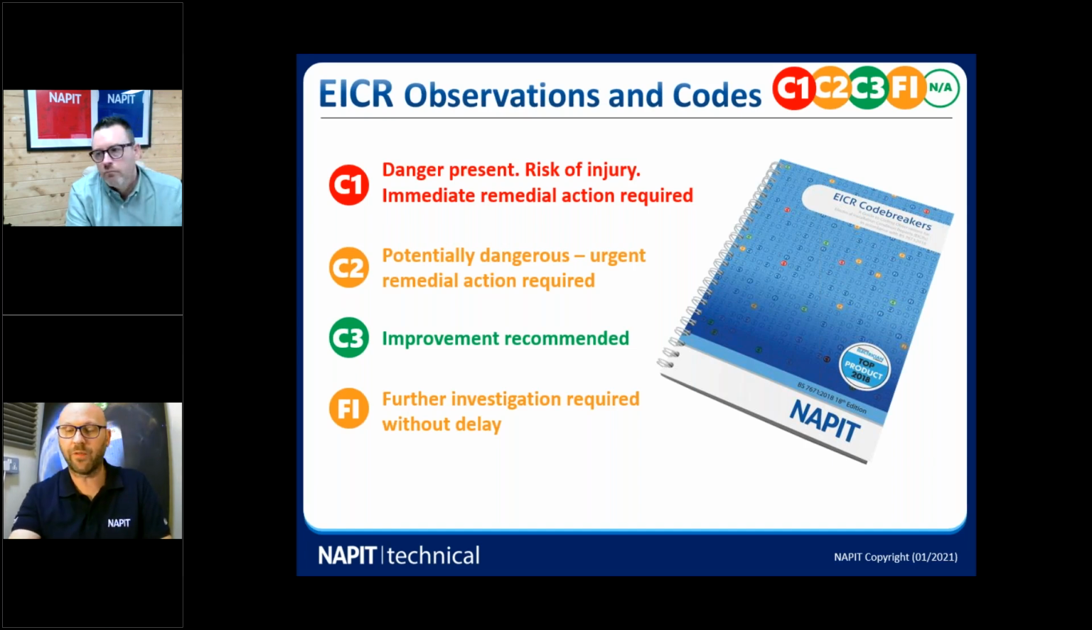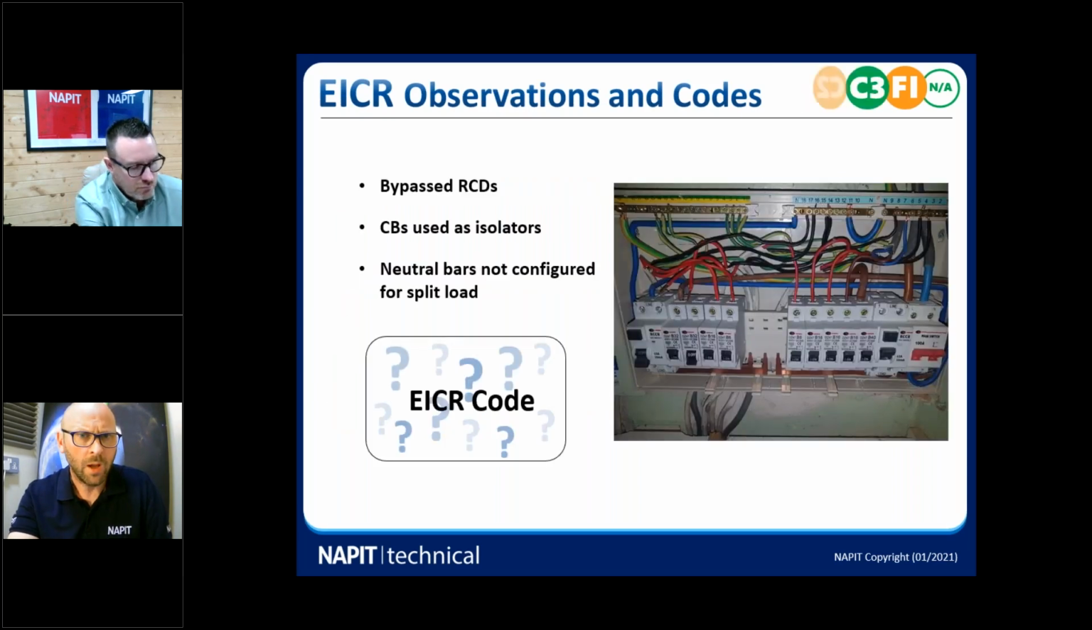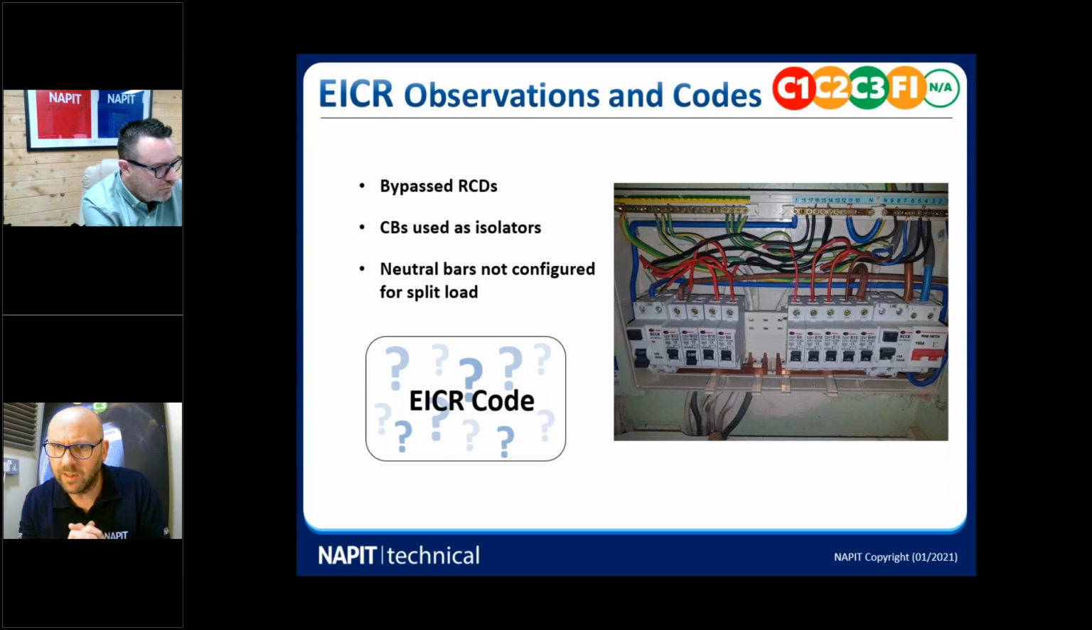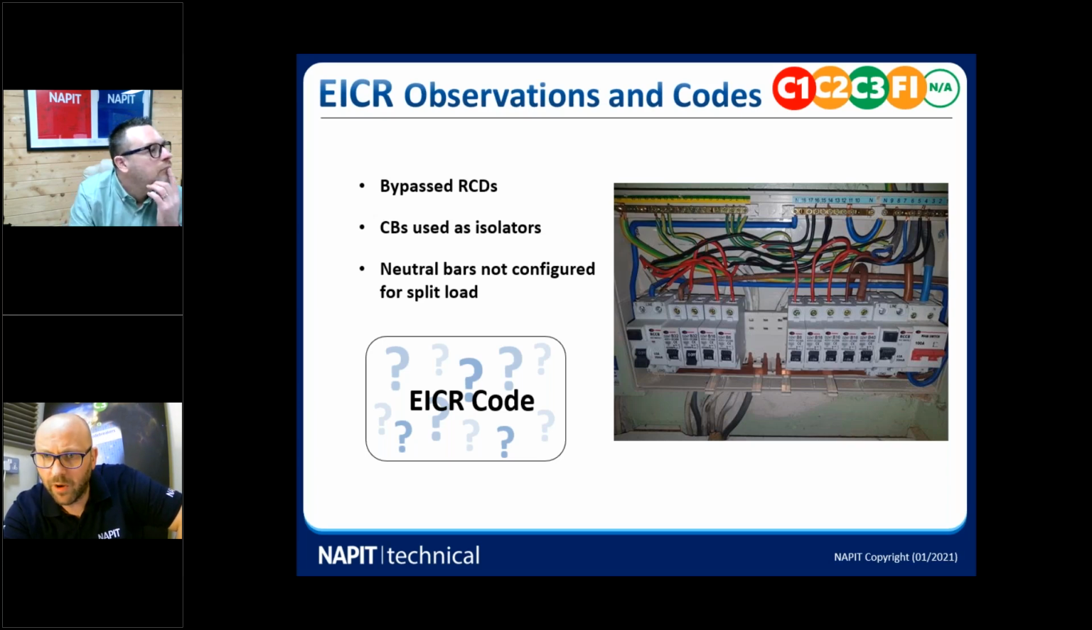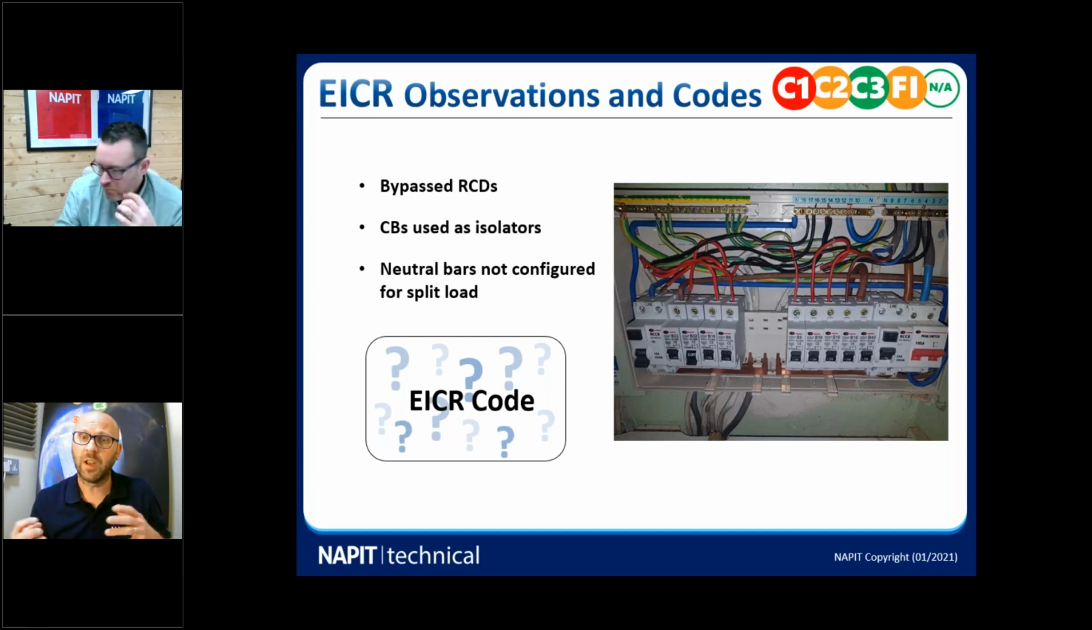Okay, so let's have a look at our first observation. So in this picture there, you can see we've got bypassed RCDs. If you look at the right-hand side there, you can see that there's no cables feeding the RCD whatsoever, and the cable feeds a 40 amp B-type MCB, which then goes on to feed the other circuits on that side of the board. And there's a similar sort of fashion on the other side. Now, for the purpose of these pictures, imagine we've taken the covers off of the distribution boards.